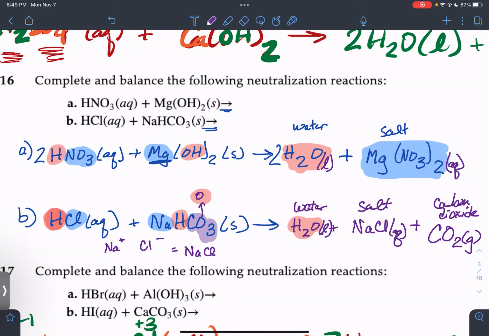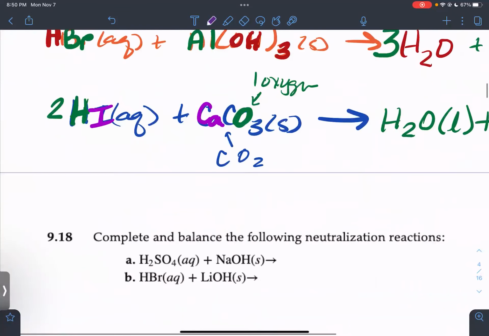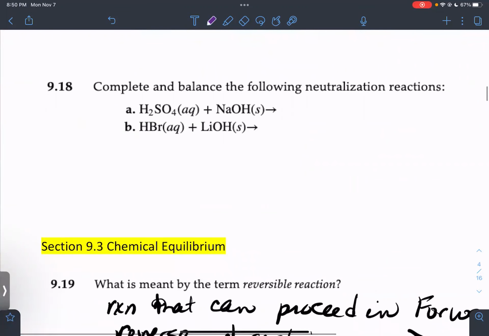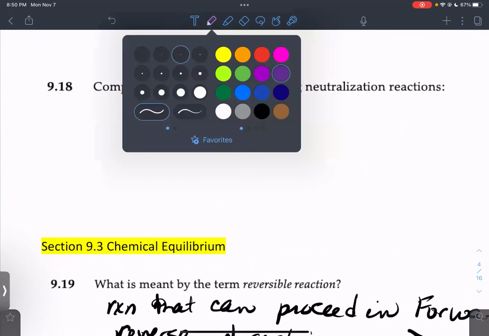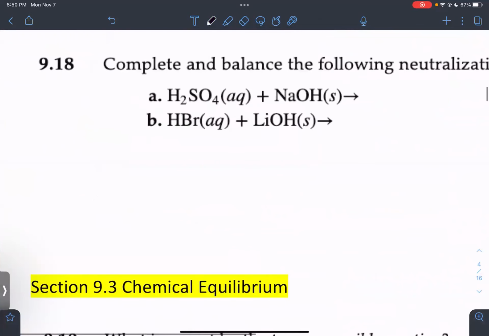So the last thing is, is it balanced? If you double check it, yes, it is balanced, and we are good. All right, last one. Complete and balance the following neutralization. So just another one, just like that. It's not too bad, just take it one step at a time.